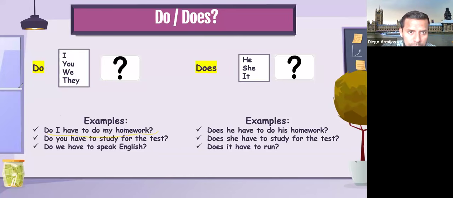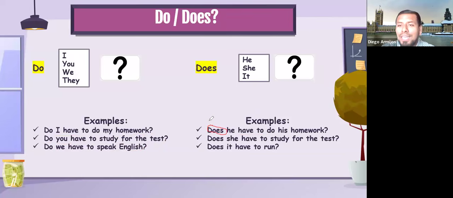Another one, please. Let me put another. It says, do you have to study for the test? Do we have to speak English? All right. On the other hand, we have "does." The same. We have to keep "have to" because we have the auxiliary "does."